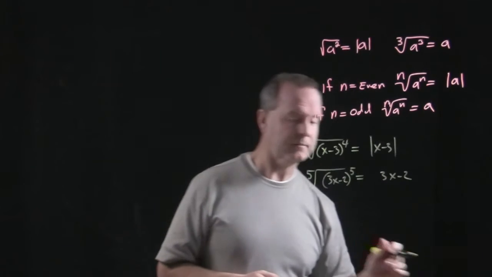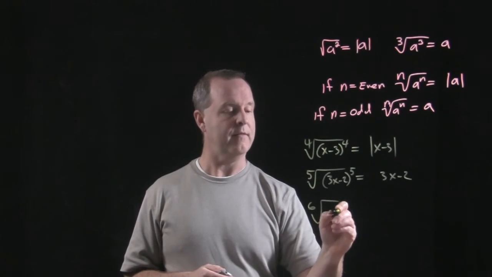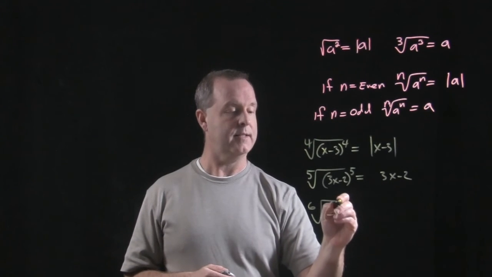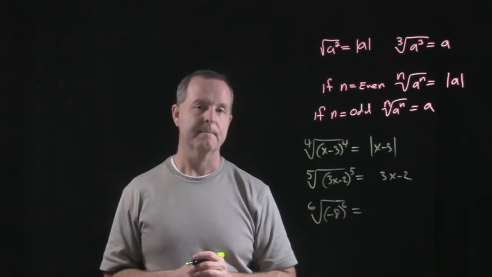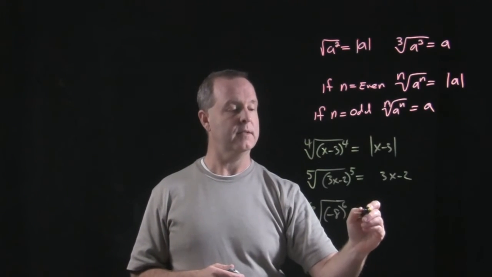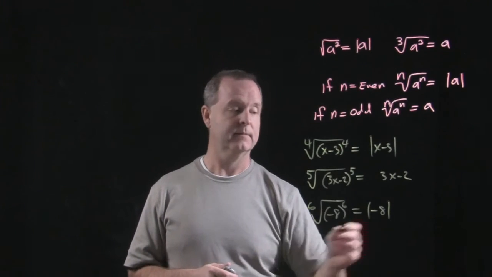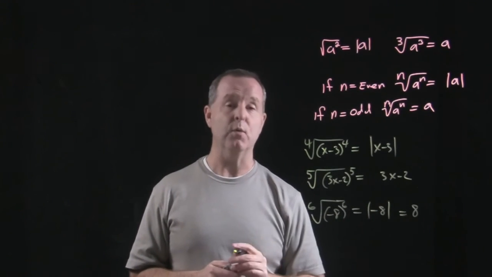And lastly, the sixth root of negative 8 to the sixth. Look at our model here. If n is even, then the result would be the absolute value of that result. In this case, the value would be an 8.